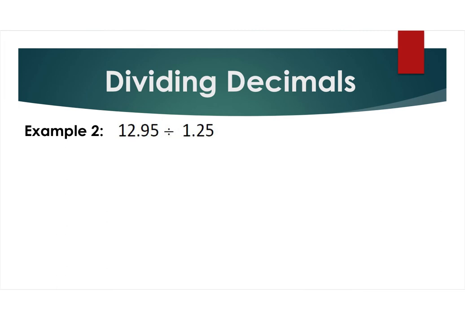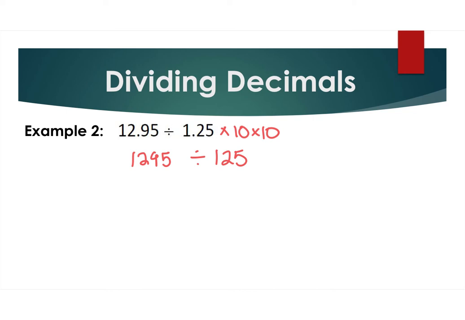12.95 divided by 1.25. My divisor is 1.25, which means I need to multiply it by 10 twice, or by 100 to get 125. I need to do the same thing to my dividend. 1,295 divided by 125.